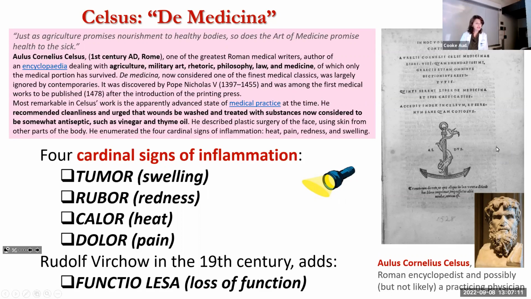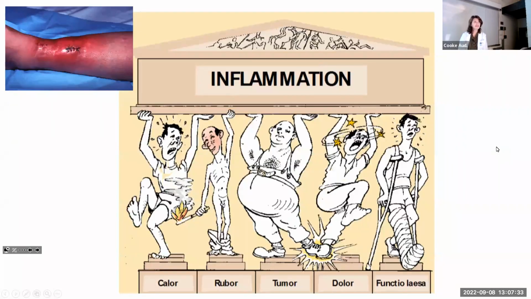Tumor, swelling. Rubor, how are you going to remember that? Ruby, from ruby, redness. Calor and dolor. It helps if you know a bit of Spanish. Calor, heat, dolor, pain. And in the 19th century, Dr. Rudolf Virchow added the 5th cardinal sign of inflammation, functio laesa, which means loss of function. Now, if you want a bit of a drawing to help you memorize that, here it is. Tumor, rubor, calor, dolor, and functio laesa. Listen to my voice. It sounds like poetry. Tumor, rubor, calor, dolor. Easy to remember, right?